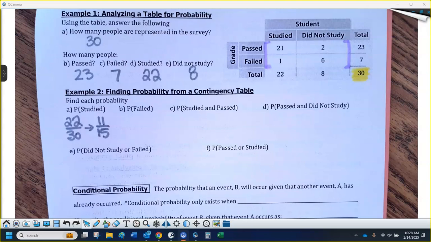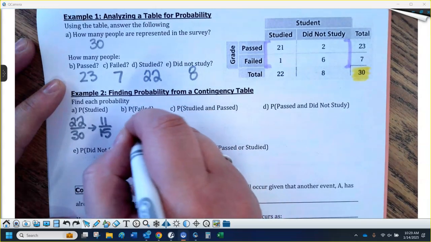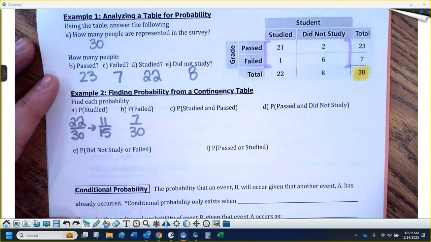Okay, what's the probability I randomly pick somebody and they failed? Randomly going to pick somebody that's been surveyed here. What's the probability they failed the class? Don't everyone volunteer at once. What do we think? Jax, you tell me. All right, 7 out of 30. That doesn't reduce. Just leave it alone.